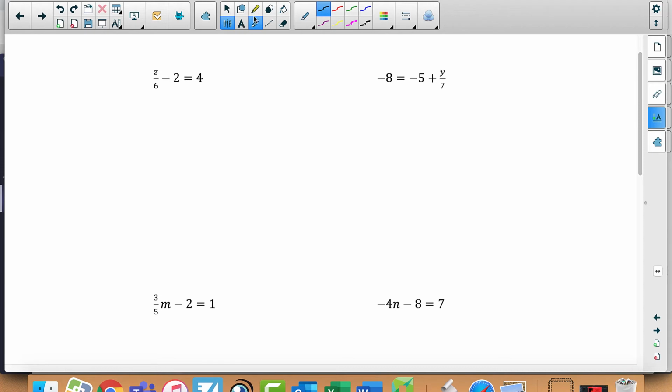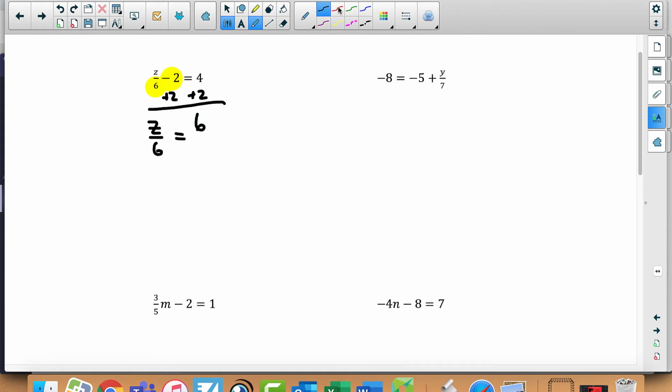Okay, looks a little different, but you should be able to figure this out. We want to get rid of the 6. We want to get rid of the negative 2. Which one requires an addition or subtraction step? The minus 2. So we do the opposite. We add 2 and we add 2. That gets rid of the 2's, but we still have this z over 6, or z divided by 6. And on the other side, 4 plus 2 is 6.